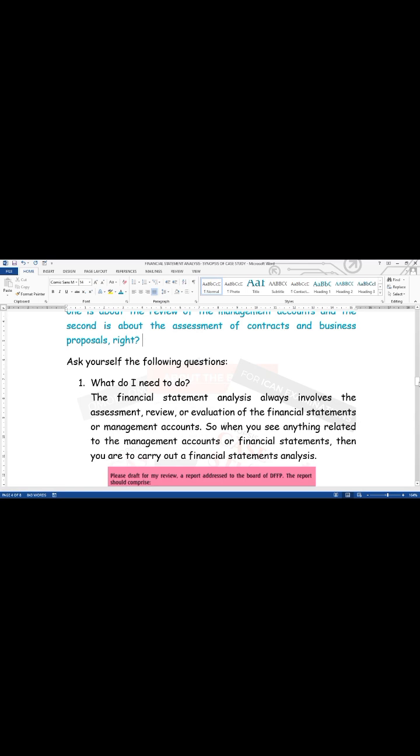The answers to these questions will help you know what you're supposed to do, because you cannot just be doing something else. Like they say, instruction is part of examination. You can't just do what you feel like. You have to work as per the examiner's requirements. So how do you know it is a financial statement analysis? The clues and tips that I used to know are what I'm highlighting here for you.